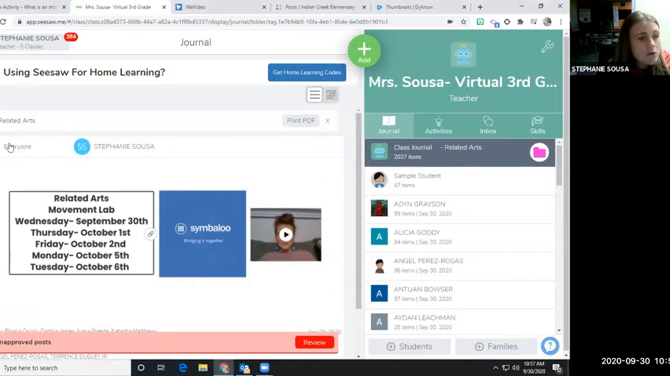Movement lab is what used to be called STEM lab. However, because of some pandemic issues, it's going to be a movement lab. There is no live Zoom. There is no Seesaw work for this related arts class.